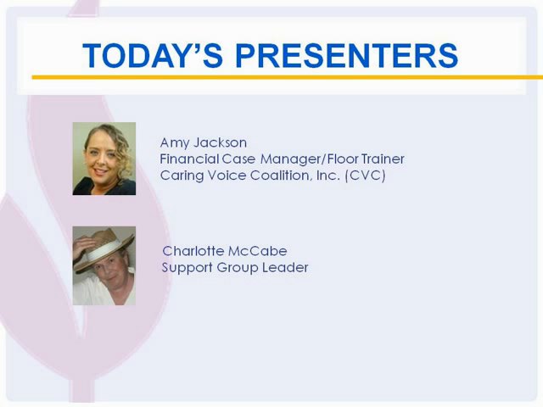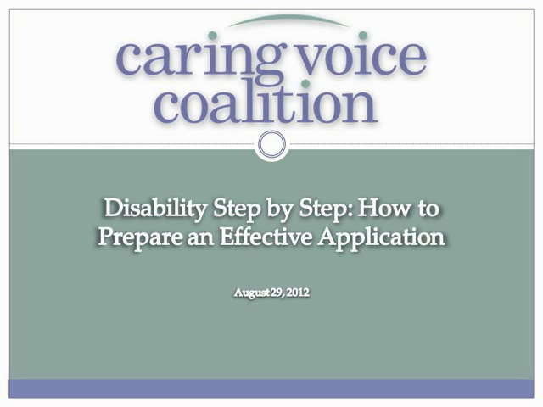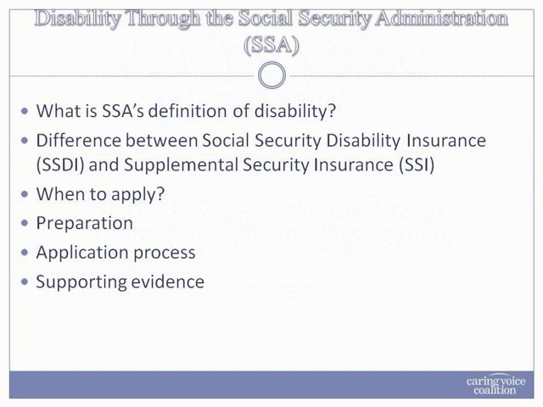I will start with what we'll be going through regarding the slides. Again, the topic is disability step-by-step and how to prepare an effective application. The things we will be discussing are the Social Security Administration's definition of disability, what the difference is between Social Security Disability Insurance, which is also known as SSDI, and Supplemental Security Income, which is known as SSI, when to apply, your preparation process, and the actual application process, and what supporting evidence you'll need when applying.